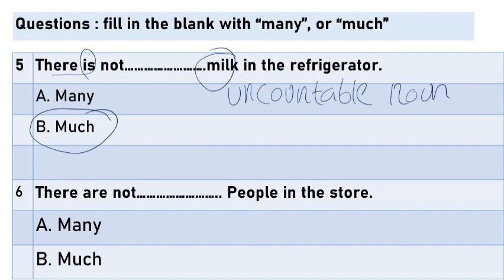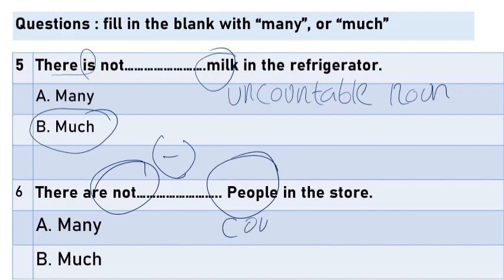Number 6. There are not, this is negative, okay, blank people in the store. This is countable noun. So which one is correct? A or B? So the correct answer is many.